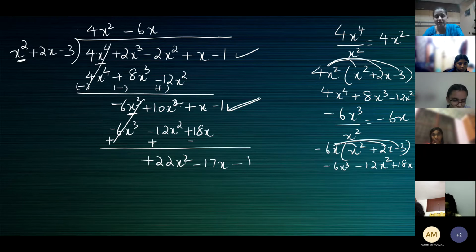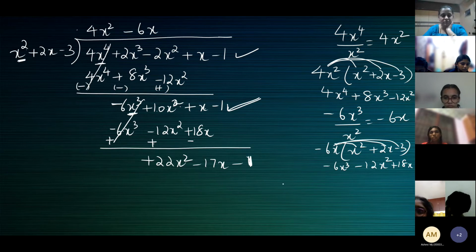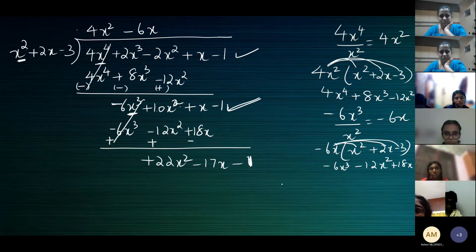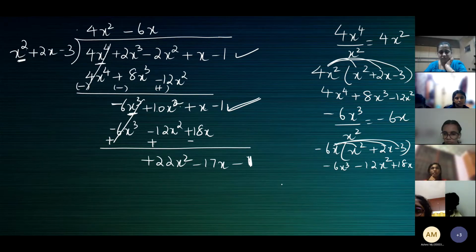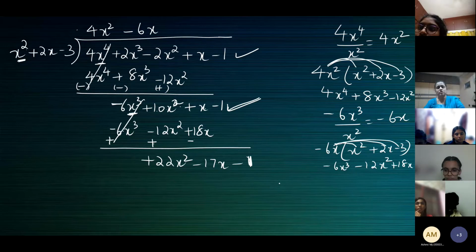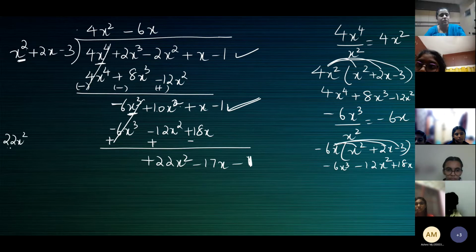Now, Devadarshini, can you tell me the next step? Or Tanishka? Next step? Ma'am, we have to divide. Ma'am, we have to divide 22x square by x square. Okay. Then 22x square by x square. What do you get?